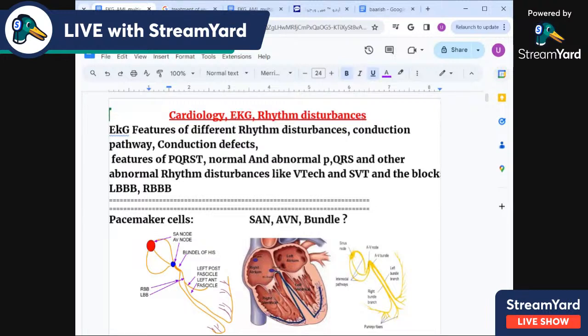And also we'll do other things like VTAC and supraventricular tachycardia, and the blocks: left ventricular and right ventricular block.